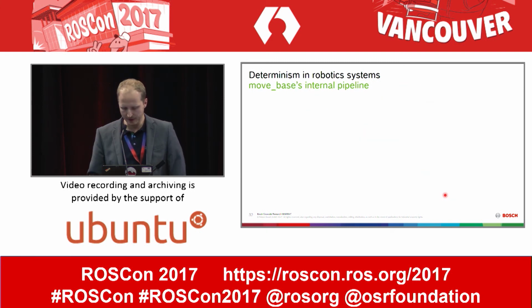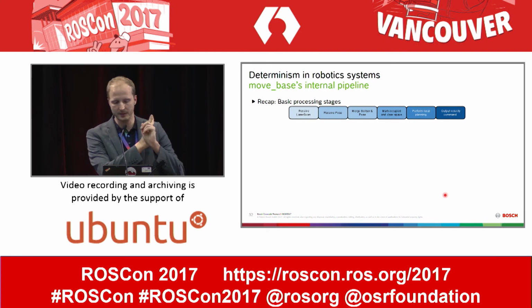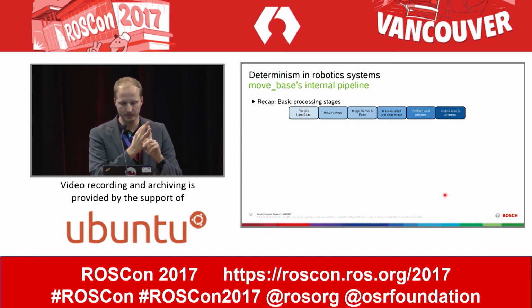And if you look at the move base, the principal processing stages in the move base are: first, receive some sensor data, in this case I said laser scan; then you want to know where the robot was, so receive the pose, merge that; then you use this to mark occupied and free space, perform local obstacle avoidance, and then output a velocity command. And this should be in that order.